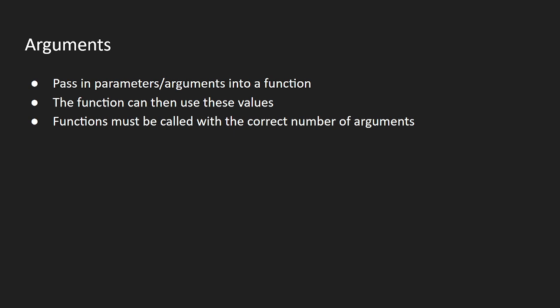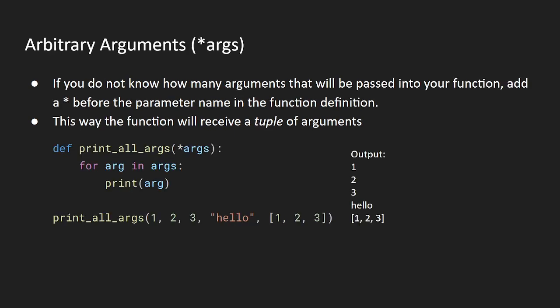Arguments: you can pass parameters into a function. The function can then use these values. Functions must be called with the correct number of arguments. So if there are three arguments in the function, then you have to use three arguments when calling it. And there are different nuances to this rule, and we'll see what they are.